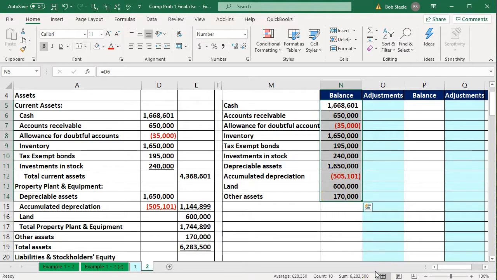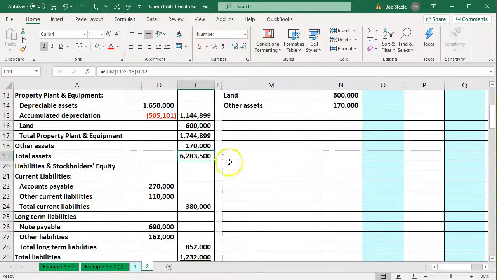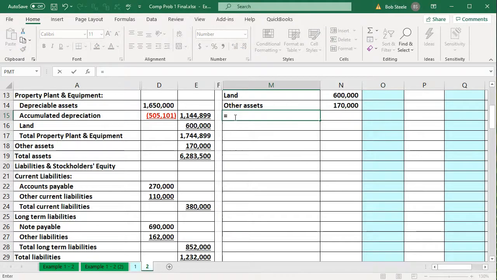There's the 6,283,500 matching up to 2,683,500. So we're looking good so far. Everything matches out. We're going to be going down now to the liabilities. Equals, scrolling down, we're going to skip all these subtotals and whatnot, and we're going to go down on the headers and all that kind of stuff to the accounts payable.